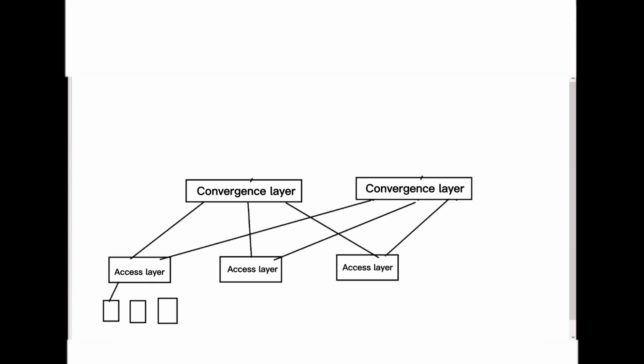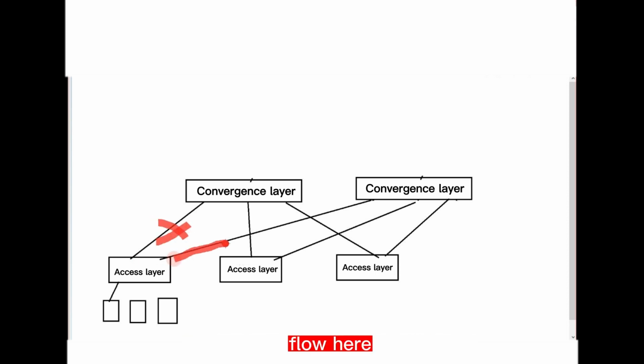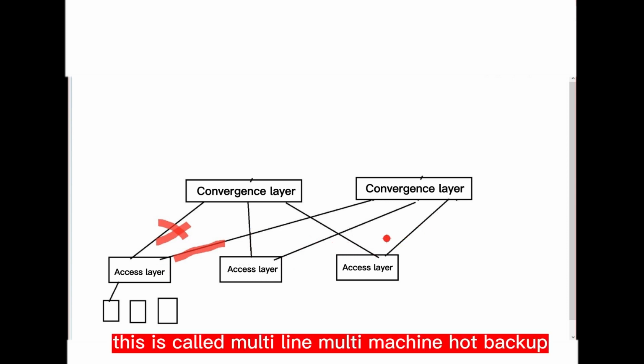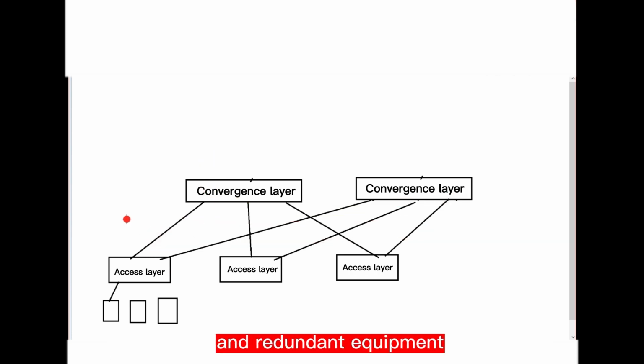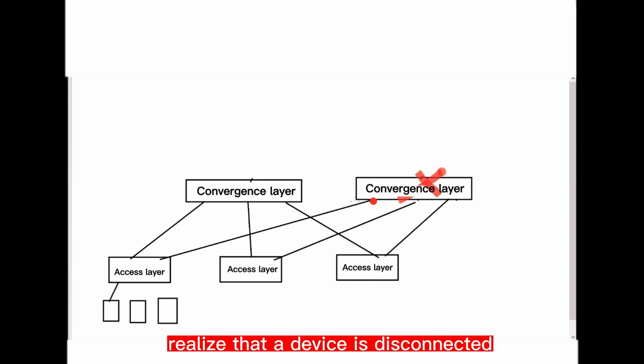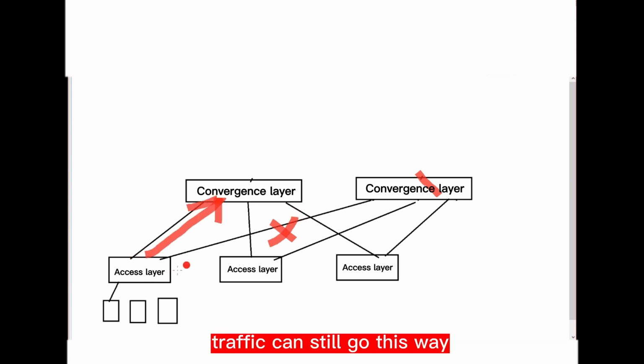I'll tell you later. After connecting, you will find, if this line is broken in the future, flow here. This line is broken, flow here. This line is broken, flow here. This is called multi-line multi-machine hot backup. So we use redundant lines and redundant equipment to realize that if a device is disconnected, just leave this device; if a line is broken, traffic can still go this way. So it's a matter of backup.